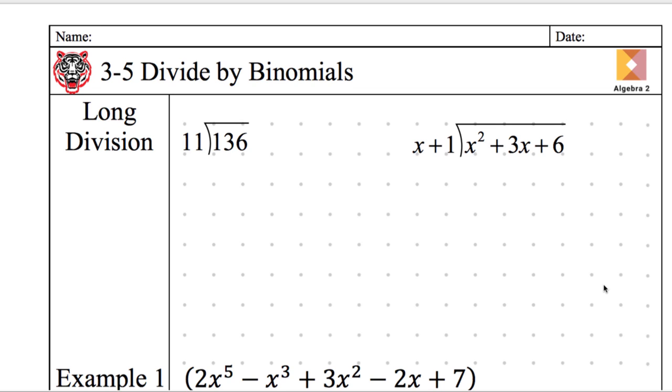This is lesson 3-5. We're in Algebra 2 today on this beautiful November 7th. So we are writing November 7th, 11/7. Long division. So yesterday we did long division by a monomial.